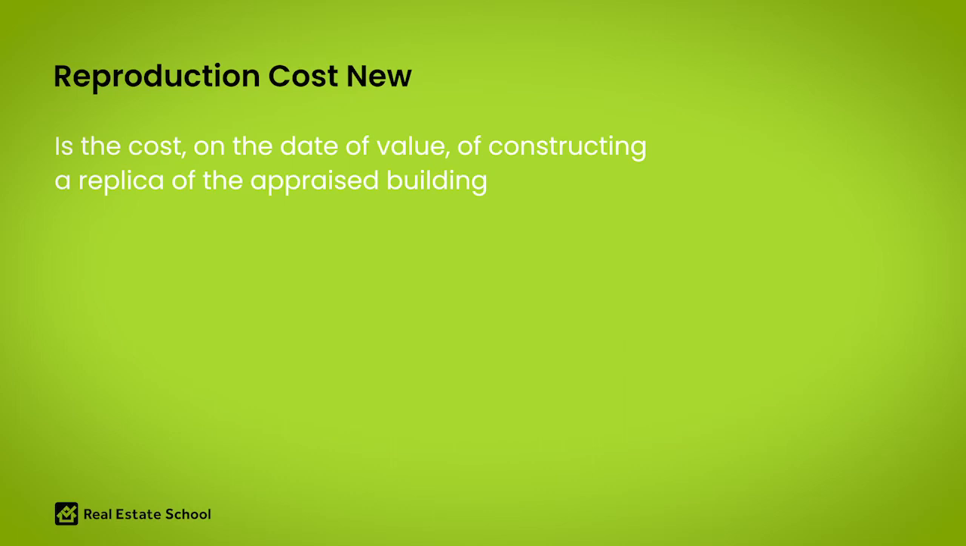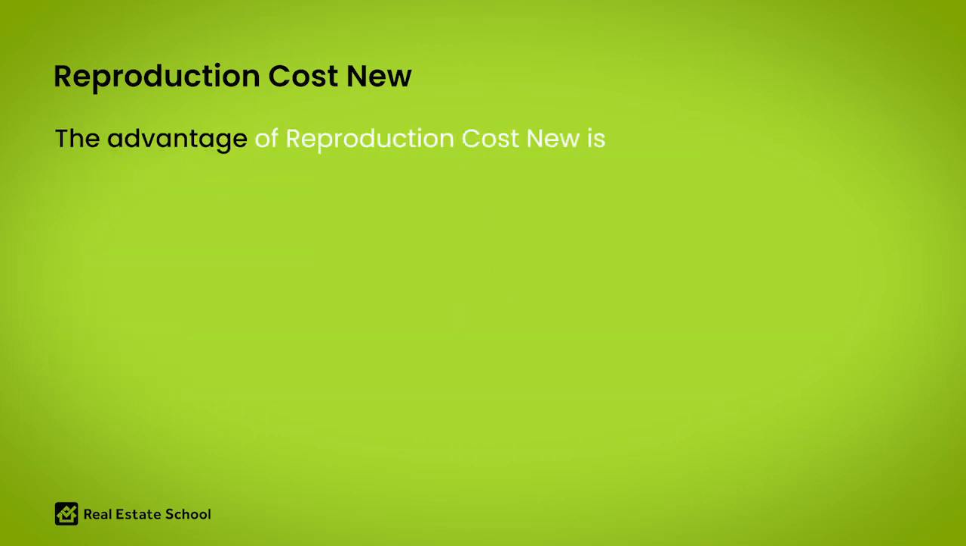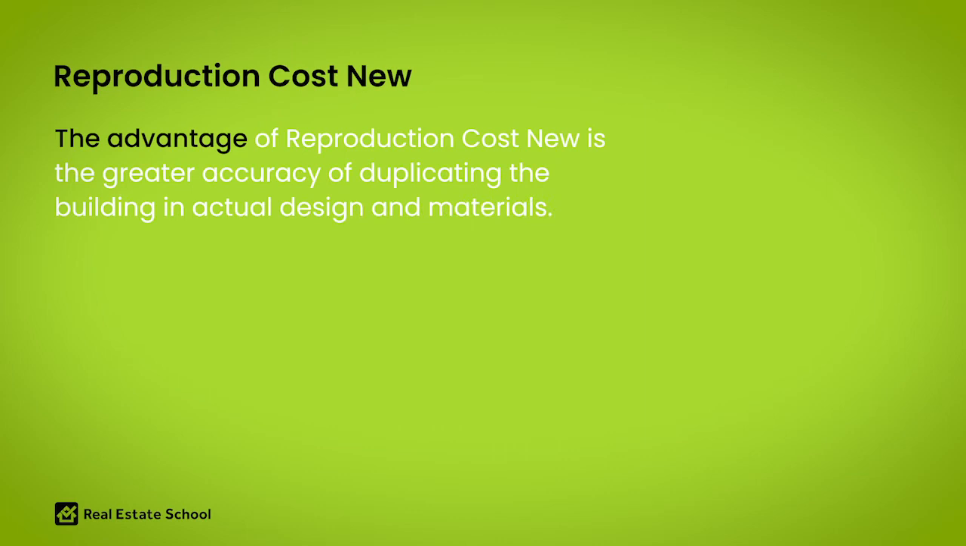Reproduction cost new means that the cost as of the date of value is when we're reconstructing a replica of the appraised building. The term replica means that we're matching in design and materials. With this method, the cost as new estimate is made as if we were looking to create a duplicate of the present building. That has advantages because there's a great amount of accuracy in duplicating every part of a structure.